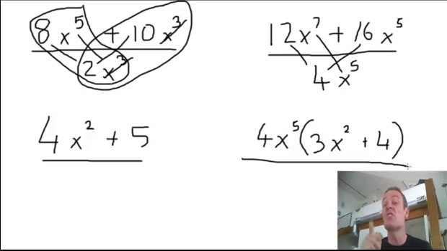And if you were to do the distributive law, think what's 4 times 3? 12, x5 times x2 gives x7. 4 times 4, 16. And x5, there's no other x's to change it, it stays x5. So that is you factoring. I think I'll do one more. I'll do kind of a big one. Watch this.